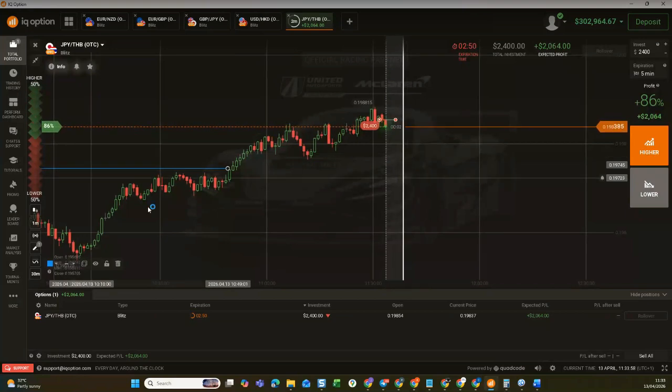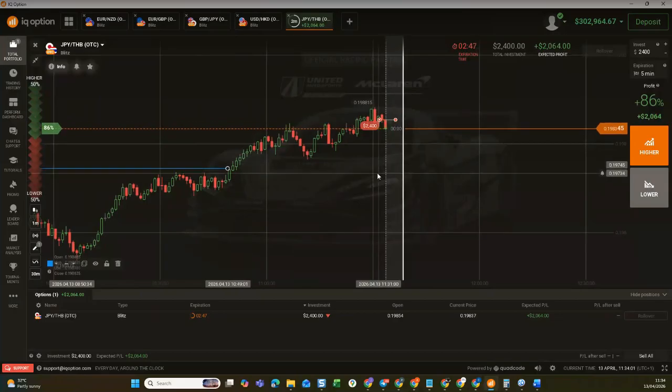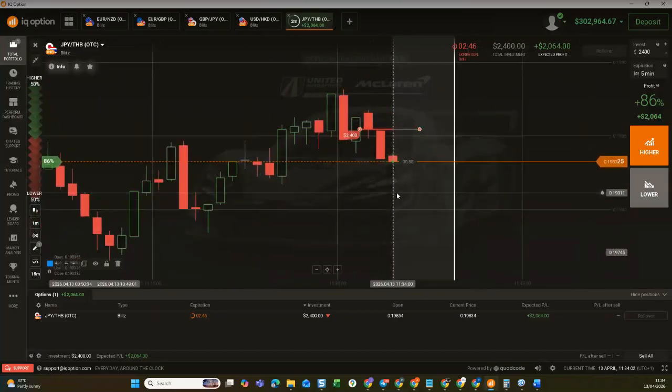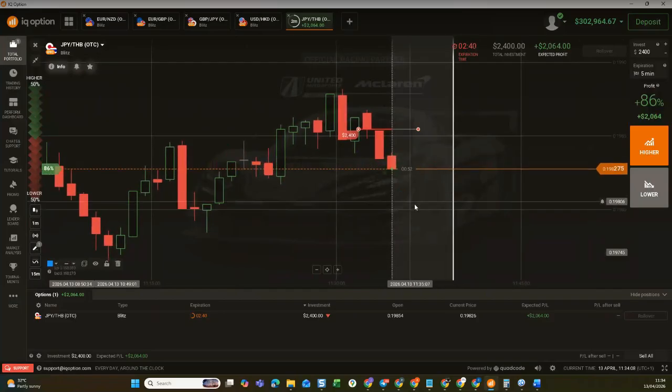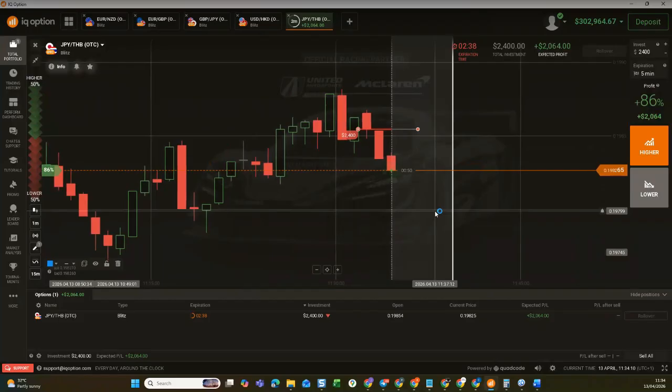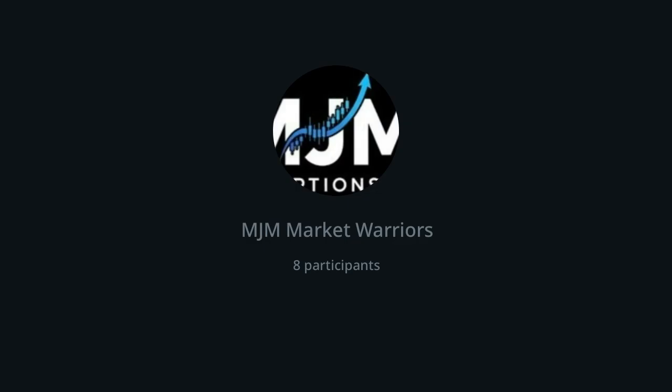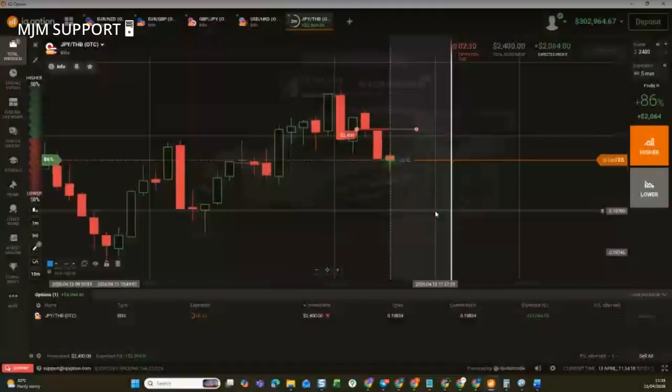So when you see things like AI confidence of 99 or AI confidence of 90, it will most likely go in that direction. But what you are not sure of is how long it will take. So that is another reason why we use martingale levels.